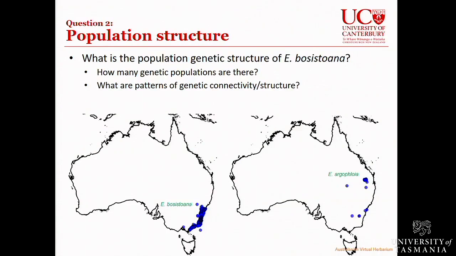And second, what is the population genetic structure of E. bosistoana? We are wondering how many genetic populations there are in the New Zealand trials, and even beyond that, from the mother trees in Australia. And also, what are the patterns of genetic connectivity and the structure of the population?